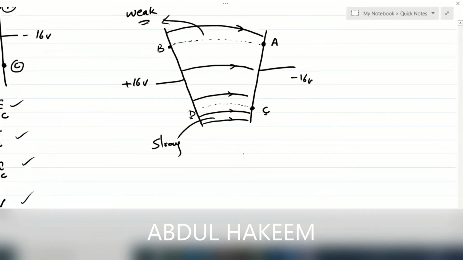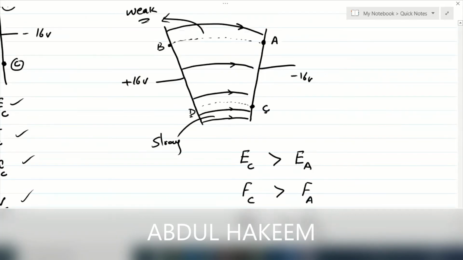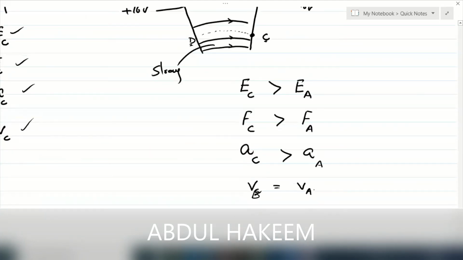Now, when we compare, the electric field strength at C is stronger than the electric field strength at A. Force experienced by the electron at C is greater than the force experienced at A. Acceleration at C is greater than acceleration at A, but the final speed at C will be exactly equal to the final speed at A. The final speed of hitting at B is exactly equal to the final speed of hitting at D.